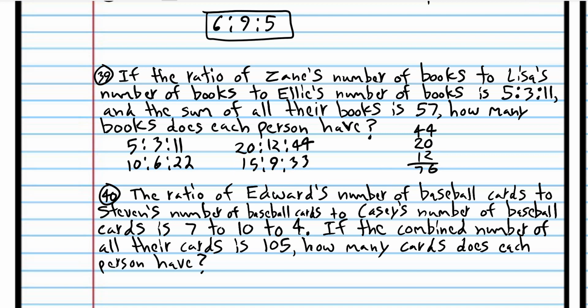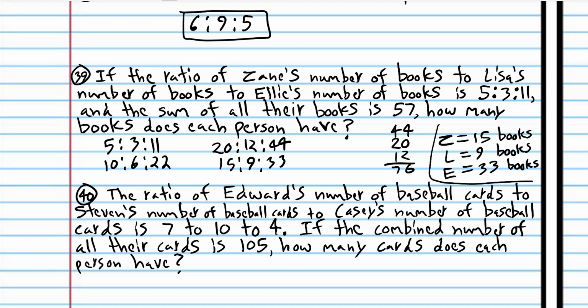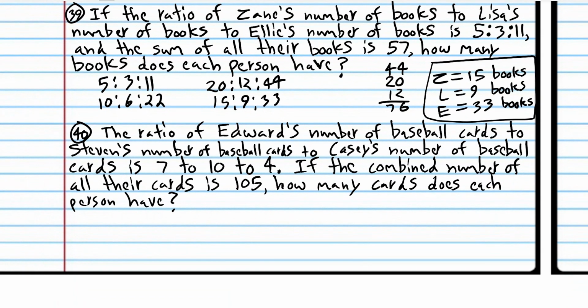And now what is it asking? How many books does each person have? So we don't have time to write out the actual names, but we'll just say Zane 15, Lisa 9, and Ellie is 33. We should write that we're counting books, though. All right. So if you got the right answer, good job.